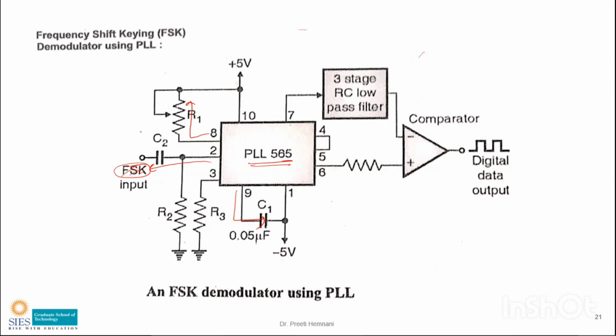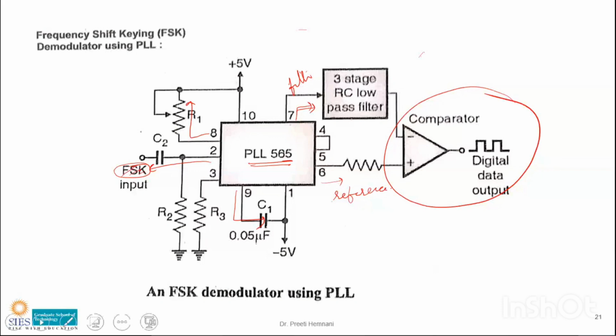And then 7 is through filter, we know, and 6 is reference. This is reference output, and this is through filter. So this is the functional diagram. What extra is there is this comparator. This is extra. So how can we implement it?